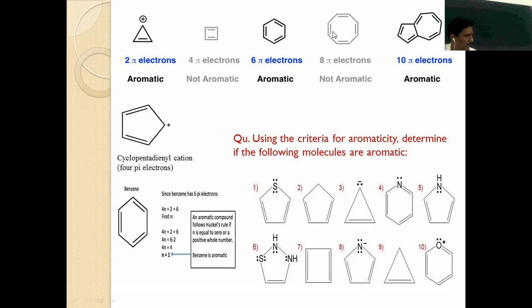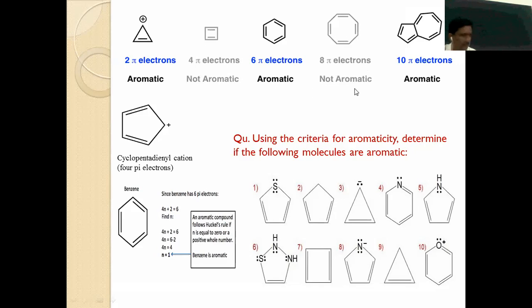8, octa. How many double bonds are there? 4. So the name of this compound is cyclooctatetraene. Tetraene means 1, 2, 3, 4 double bonds: ene for double bond, tetra for 4. Cyclooctatetraene. How many pi bonds? 4 pi bonds, 8 pi electrons.